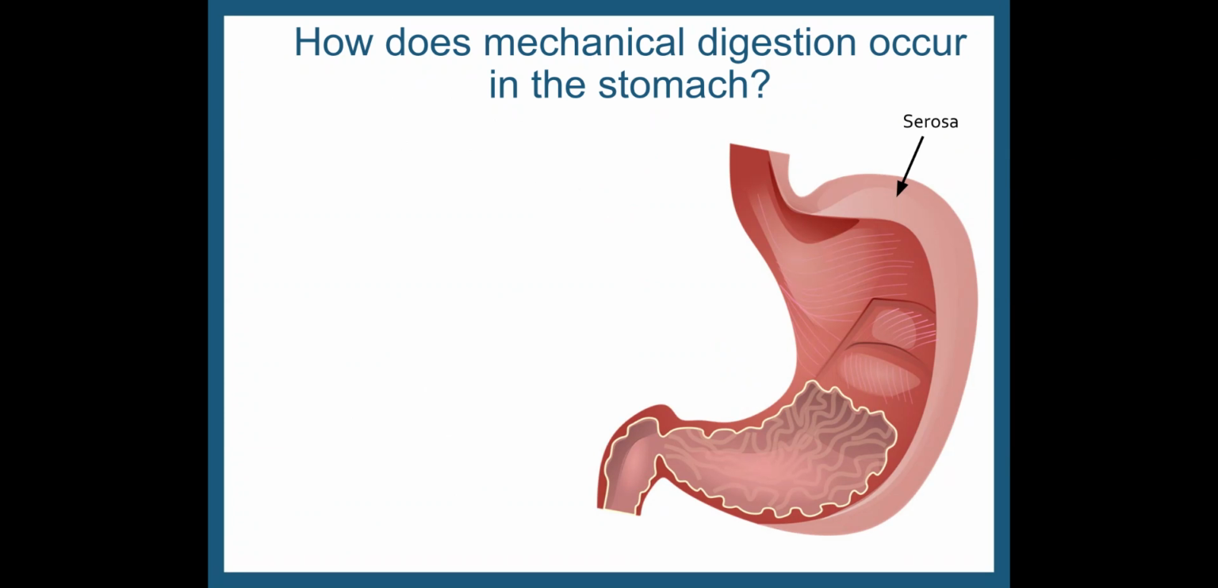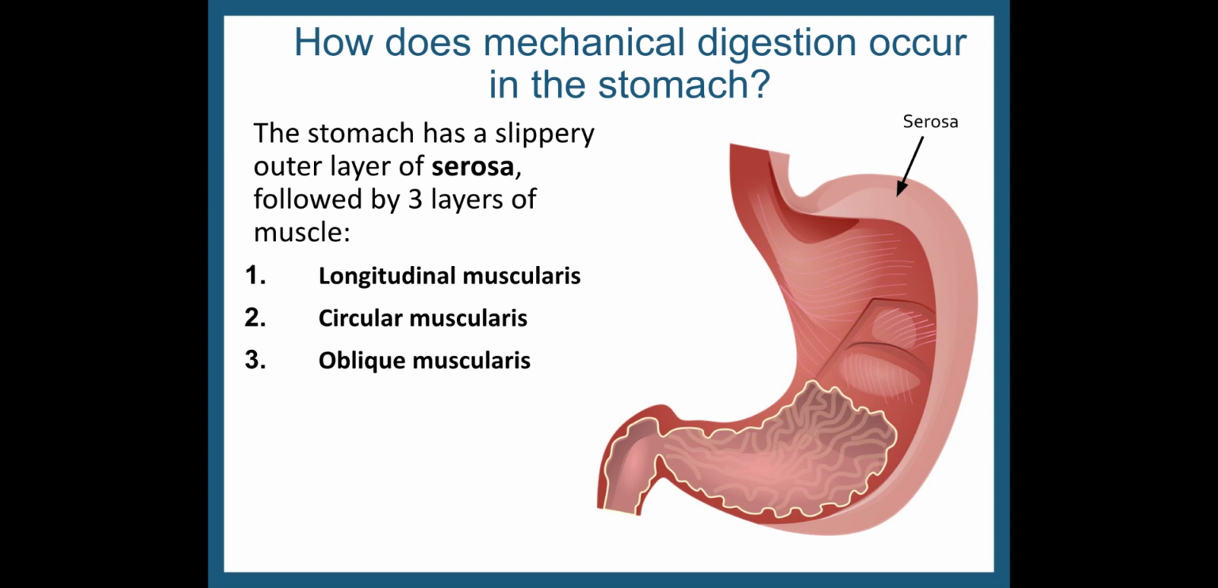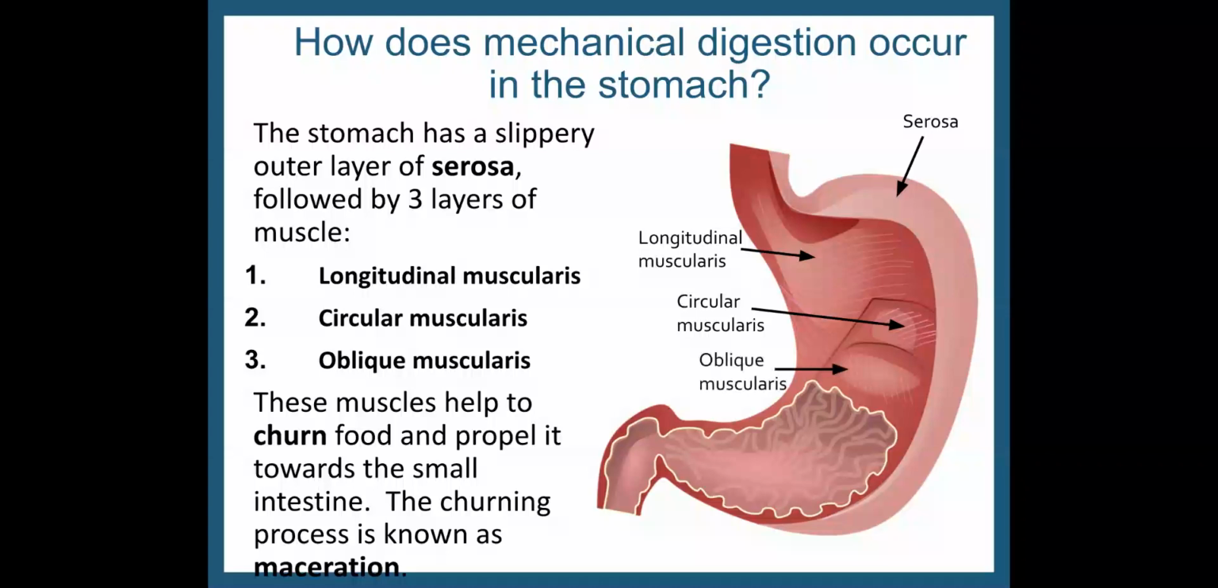All right, now let's talk about mechanical digestion in the stomach. So the stomach has a slippery layer of serosa, followed by 3 layers of muscle. There's longitudinal muscles, circular muscles, and oblique muscles here. These muscles help to churn food and propel it towards the small intestine. The churning process is called maceration. So there are the longitudinal muscles, the circular muscles, and the oblique muscles.